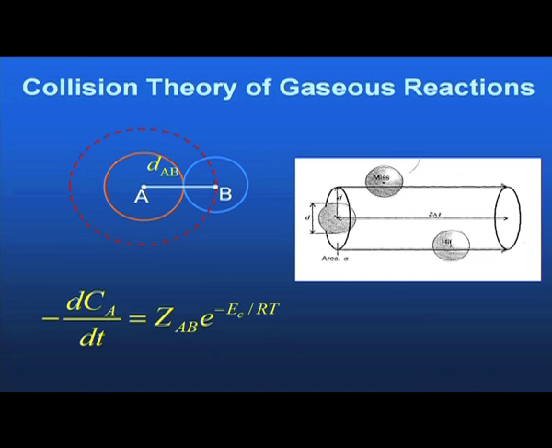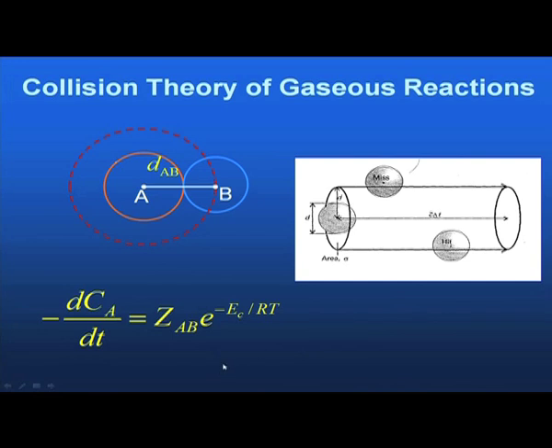So if number density of a molecule is Ca, number density means number of molecules of A in unit volume, then rate of change of concentration of A, rate of change of number density of A with time, with a negative sign, because this A is reacting, will have the collision rate, that is the total number of collisions between A and B, into a Boltzmann factor. Why is there a Boltzmann factor? Because not all the collisions are effective, okay?